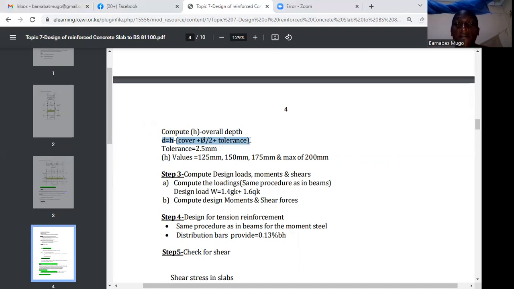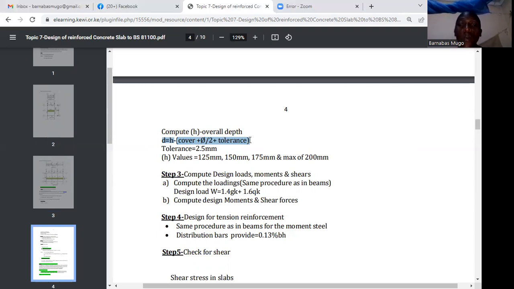Then you know the cover, as we did in the beams. You know about the tolerance. Tolerance will always be 2.5 millimeters. And diameter over 2 is whatever you can see. That is the diameter over 2, diameter of the reinforcement.